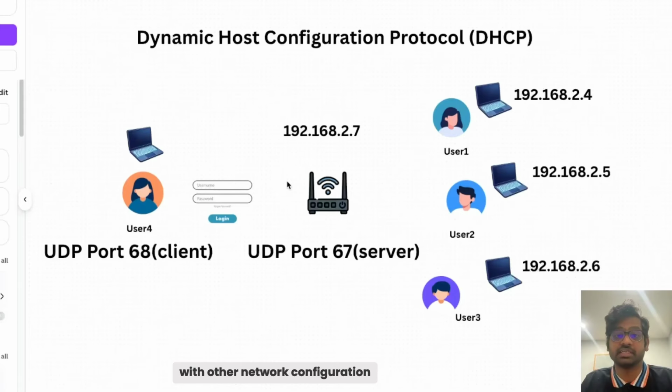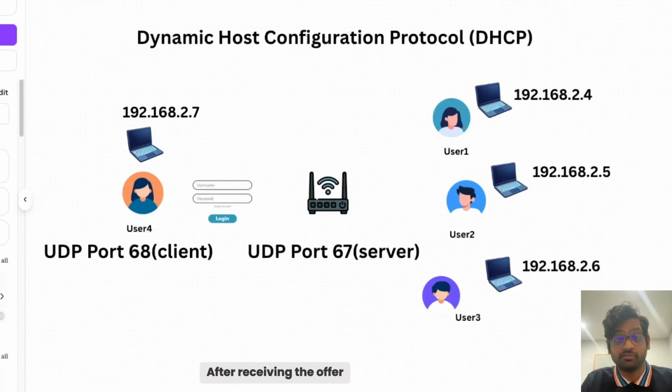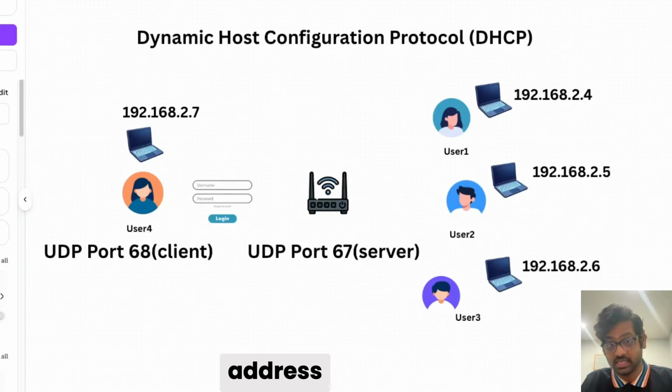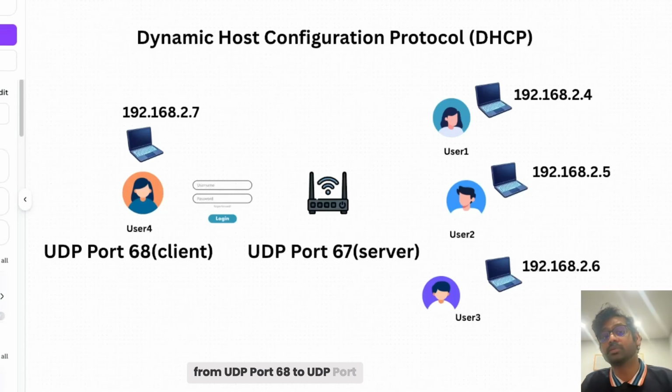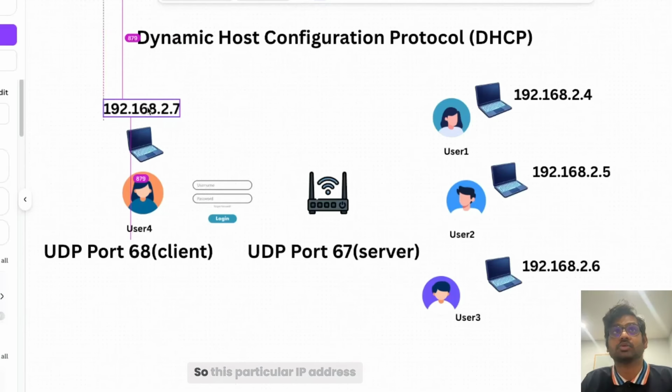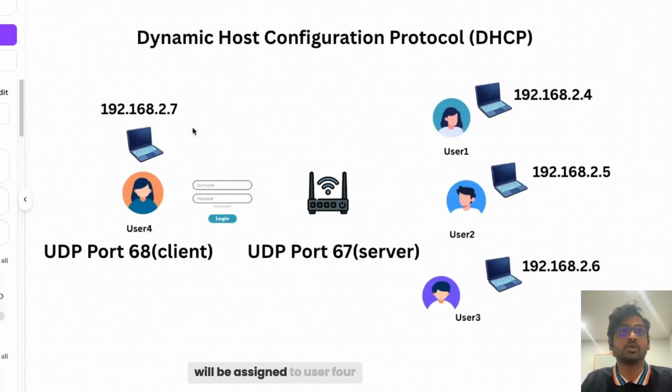other network configuration details. After receiving the offer, the client sends a DHCP Request message to confirm that it wants to use the offered IP address. The message is sent again from UDP port 68 to UDP port 67. This step is important because it clearly indicates that the client accepts the offered IP address, helping to avoid IP address conflicts with other devices on the network. So this IP address will be assigned to user 4.